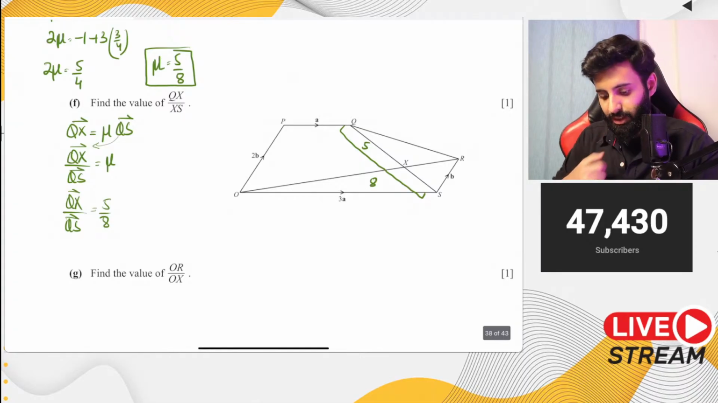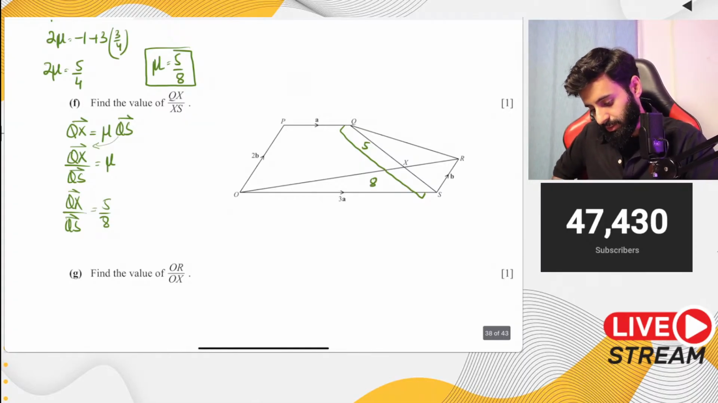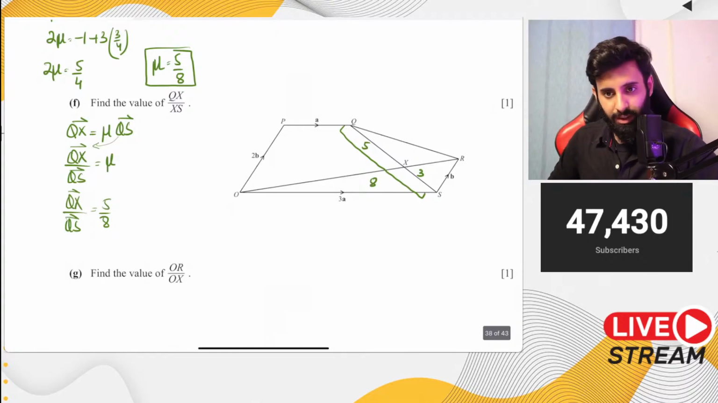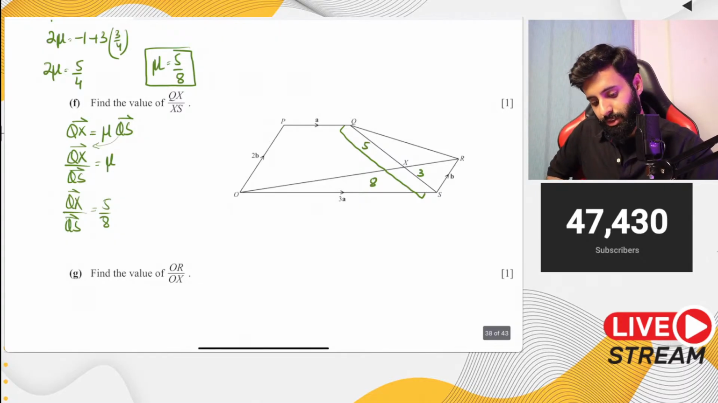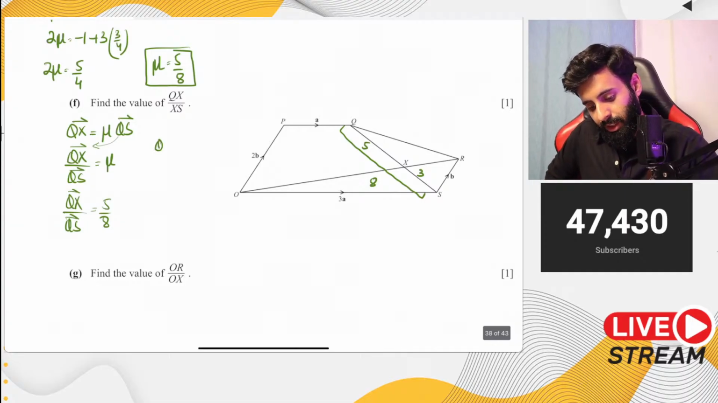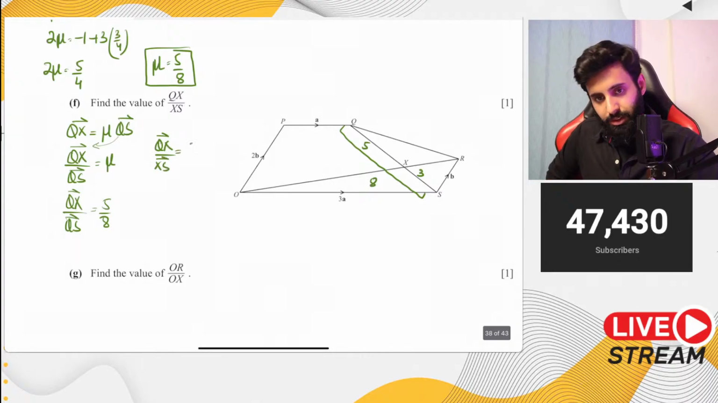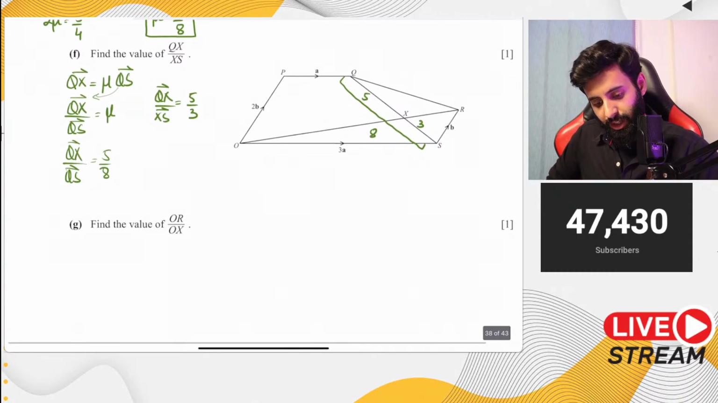Then with the help of that, can I find out XS? Yes, I can. That's 3. Now you don't have to go through the pain of finding the vector. You just need to find out the ratio. So QX and XS are now in the ratio 5:3.